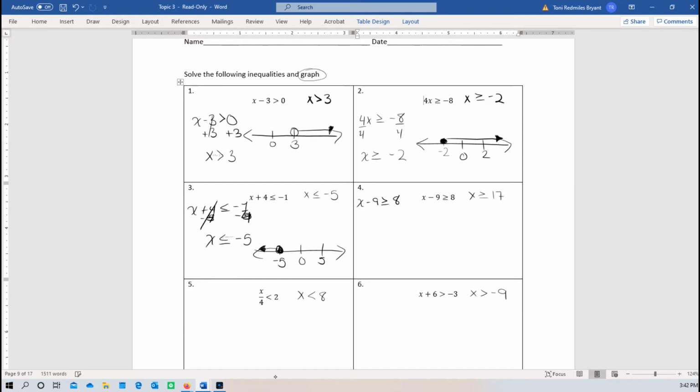All right, and this one, from the x's point of view, the 9 is subtracting, so its opposite operation is to add. Well, 8 plus 9 is 17. Okay, we can also have 17 in our set, and x is all the values greater than or equal to 17. Greater than goes to the right.